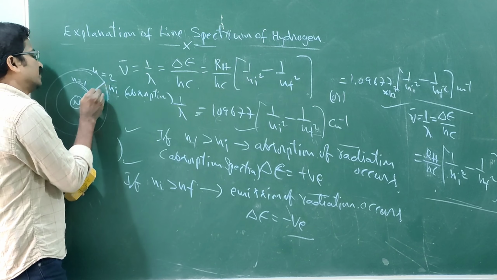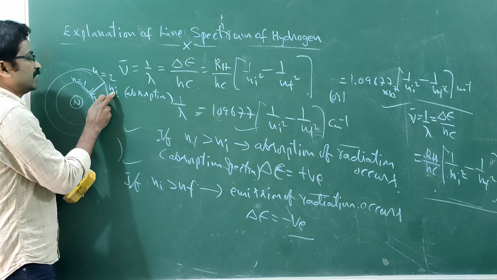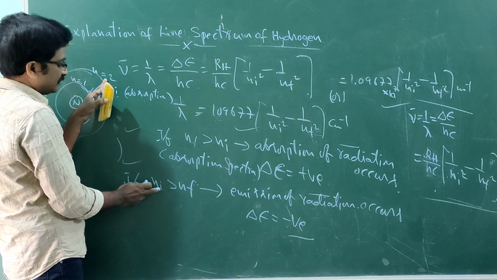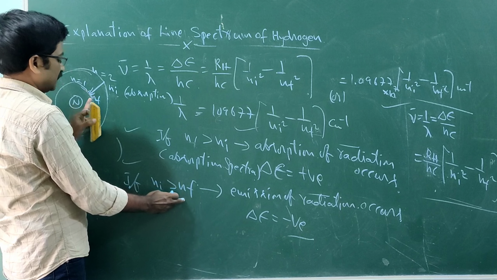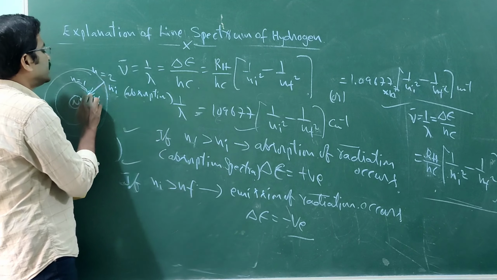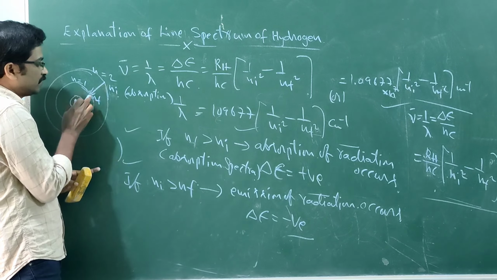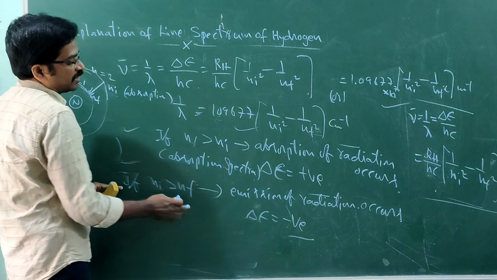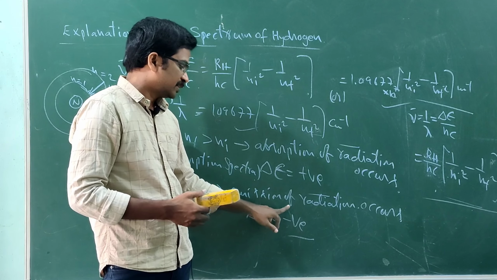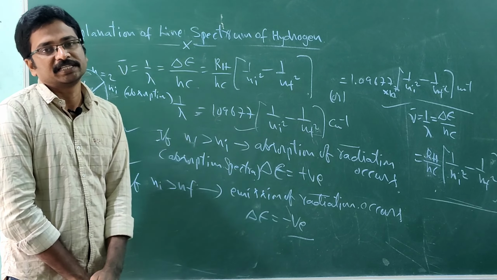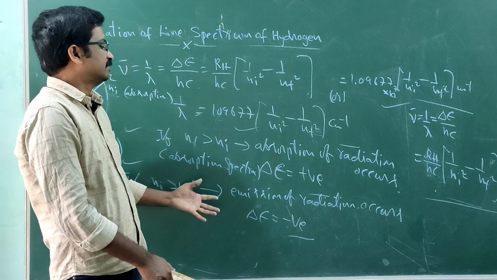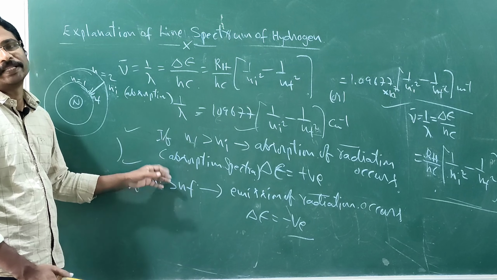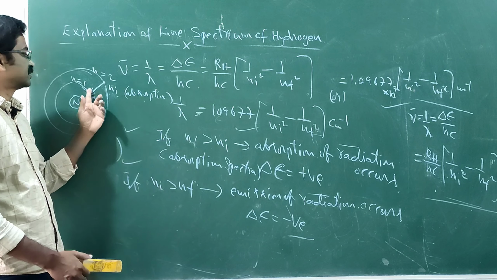The electron goes from N is equal to 2 to N is equal to 1. That is the reason why Ni is greater than Nf, where Nf is 1. Then emission takes place from this one to this one, higher level to lower level. This is known as emission. On emission, energy is released, and that is indicated by the negative sign. That is the way you can understand these 2 points given by the NCERT textbook.